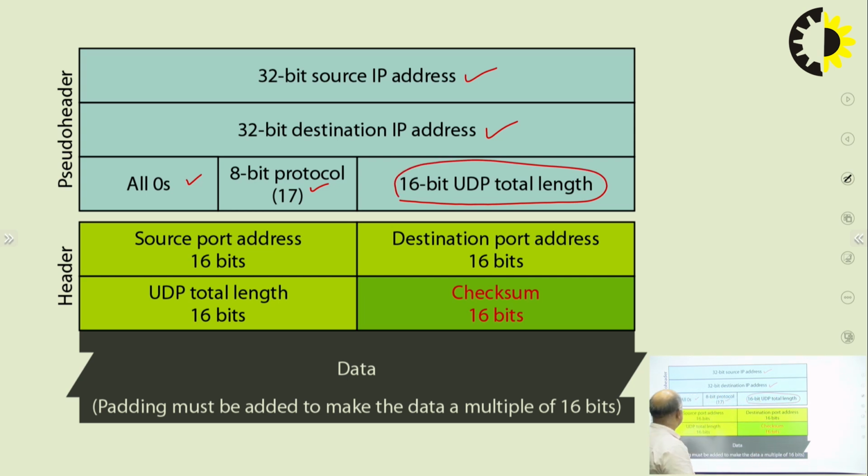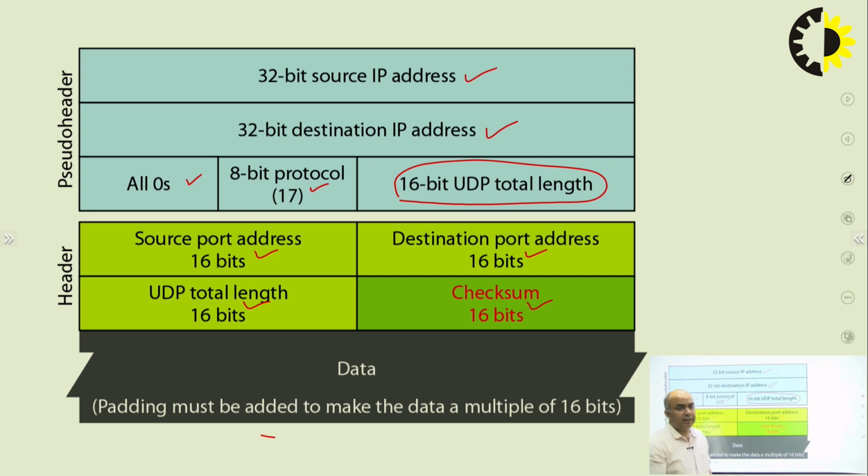Then in this header, we have the source port number address. Then we have the destination port address, and this is the UDP total length of the data that has to be sent, and this is the 16-bit checksum.